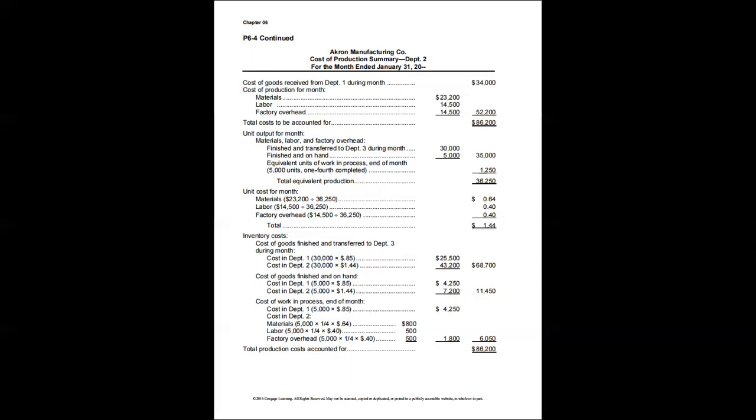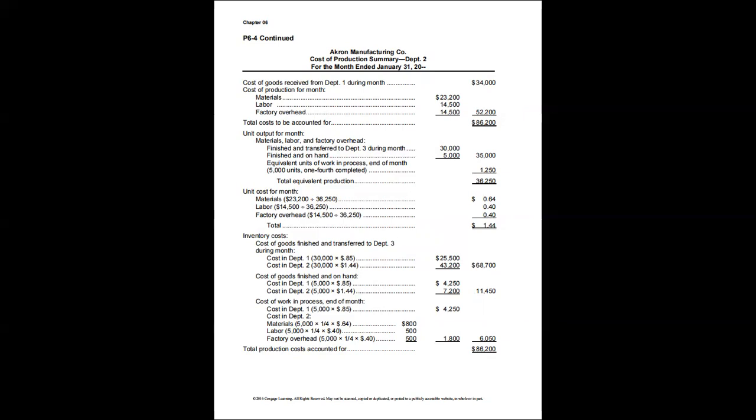Now, the problem states that the process requires that the product pass through three departments. In Department 1, all materials are put into production at the beginning of the process. In Department 2, materials are put into production evenly throughout the process, together with labor and factory overhead. That's why we have only one equivalent production. And in Department 3, materials are put into production at the end of the process. So we now get the inventory cost.